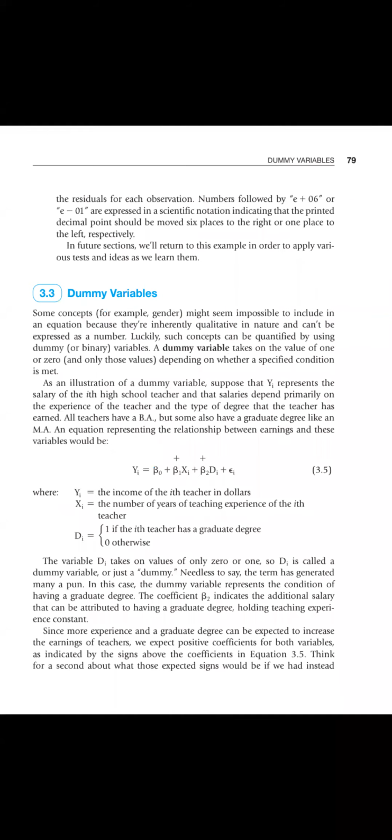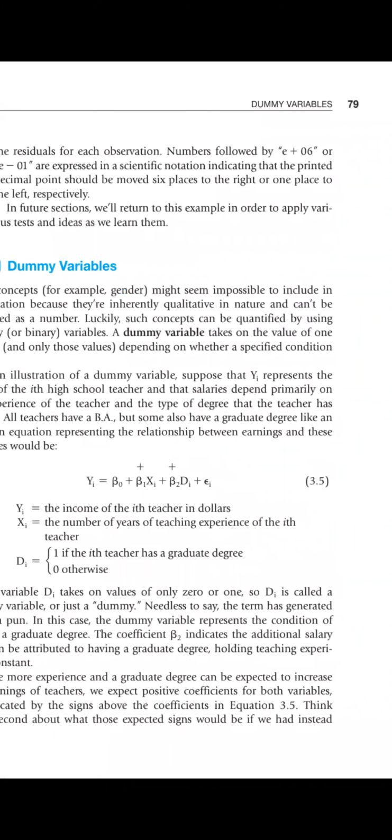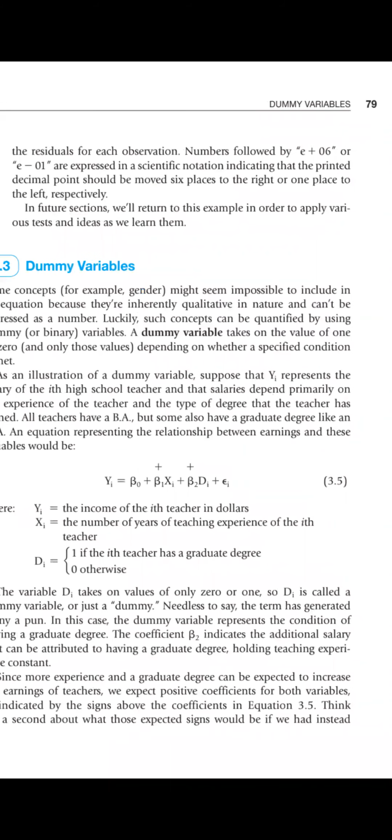There's an illustration that they had here. We are still on this equation, 3.5. You have yi is equal to beta naught. Remember that beta naught becomes your constant, which is your intercept coefficient. And then you have beta 1 x1, and beta 2 d1, which is a dummy variable. So we're saying it can either take 1 or 0.